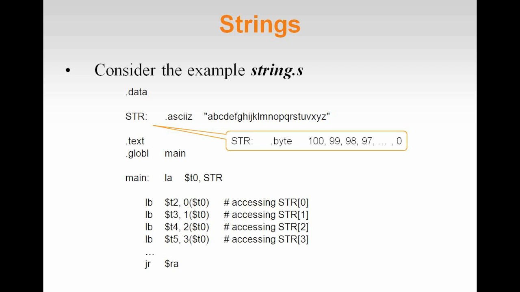To access each character in the string, we can use the load byte instruction, providing the correct offset along with the base address of the string. Since each character in the string is 1 byte, the offset for subsequent characters will increase by 1. Remember, in case of words in the array example, the offset always increased by 4, but that's not the case here. Here we are dealing with bytes, so it's always going to increment by 1.